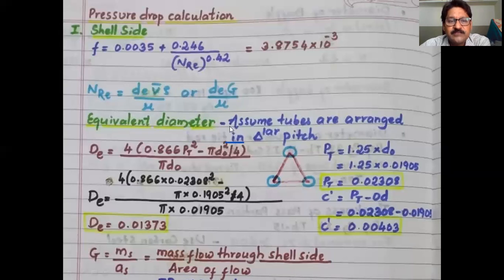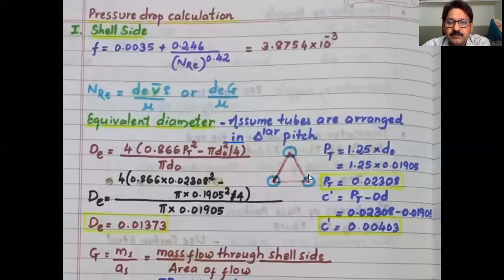Please check the problem statement, because for the NRE shell side calculation you want the equivalent diameter. If tube dimensions are given, you take them out, and if not given, assume triangular pitch, because it will give a very good heat transfer coefficient. So I am using triangular. If you are assuming a square pitch also, no problem, but whatever you assume, you proceed with the calculation.